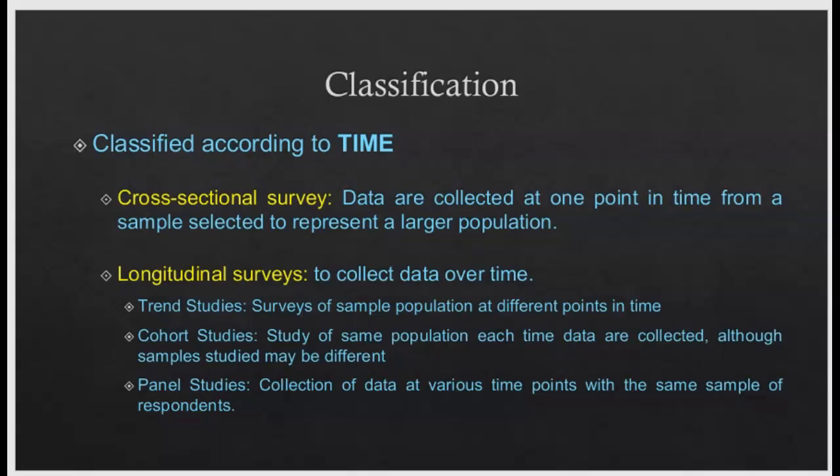Surveys can also be classified according to time. A cross-sectional survey is used to collect data at one point in time from a sample used to represent a larger population. Longitudinal surveys, however, are used to collect data over time. They can look at trends, they can look at cohorts of people, or they can look at panels and then sample panel of respondents at different times.